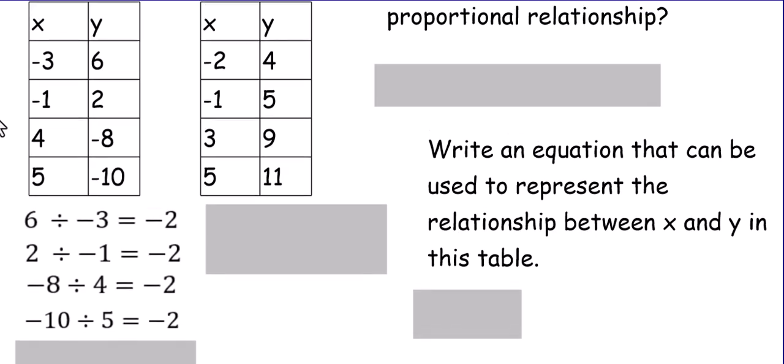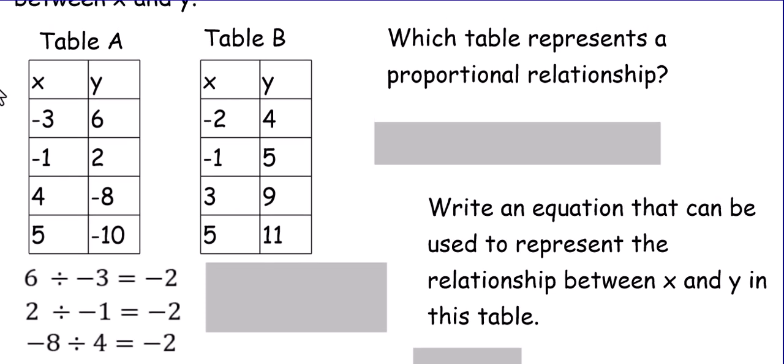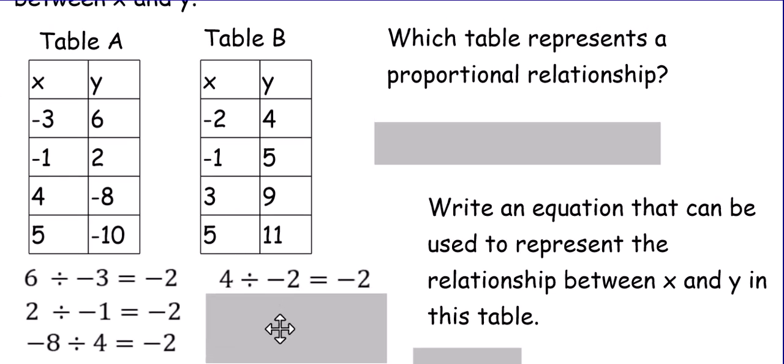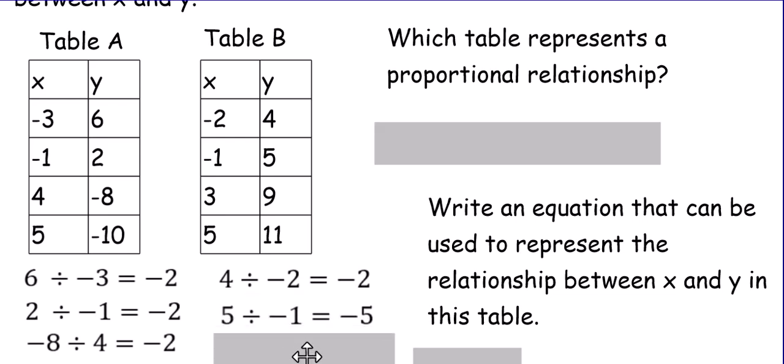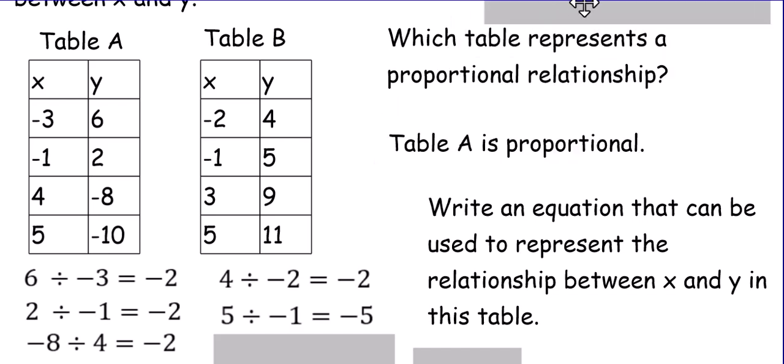That being said, let's take a look at table B and just show why this is not proportional. So if we take 4 divided by -2, that gets us -2. But when I take 5 divided by -1, that ends up getting us -5 for our solution. That is not a constant ratio, so what we notice is that we don't have a constant ratio in table B, which means the table that represents a proportional relationship will be table A.